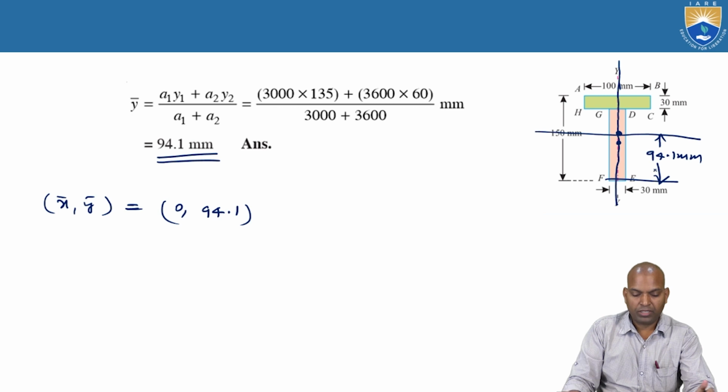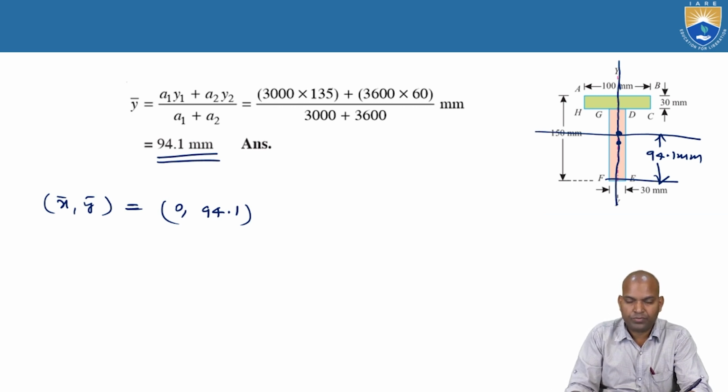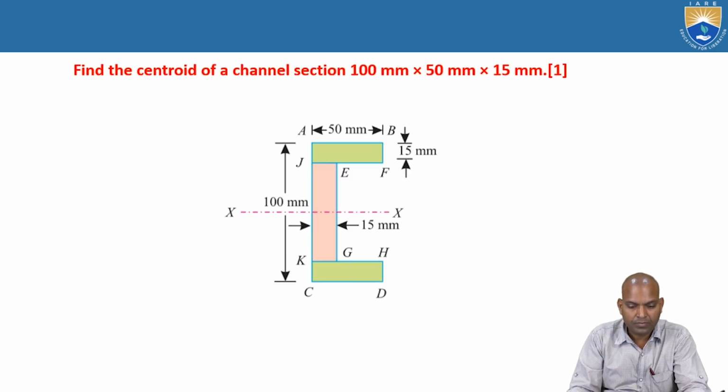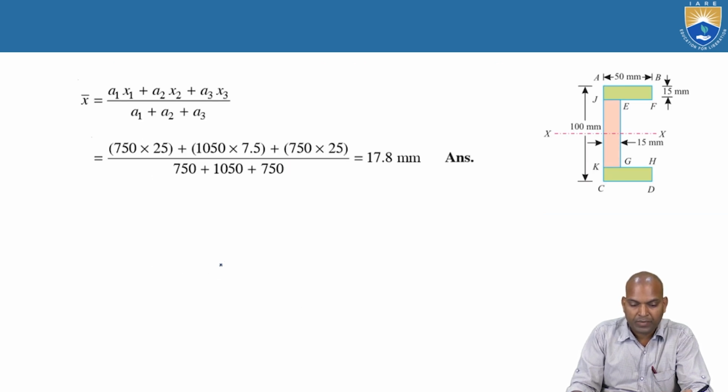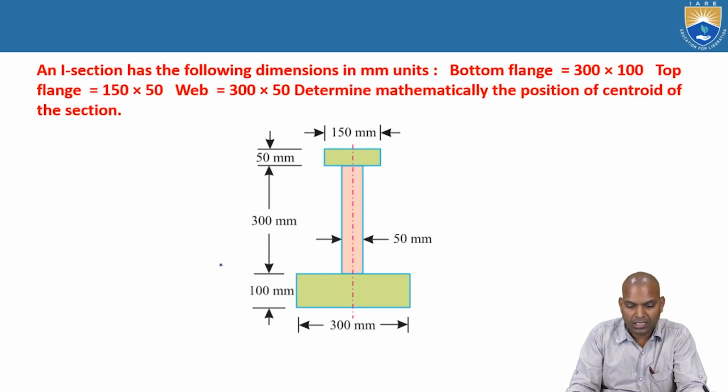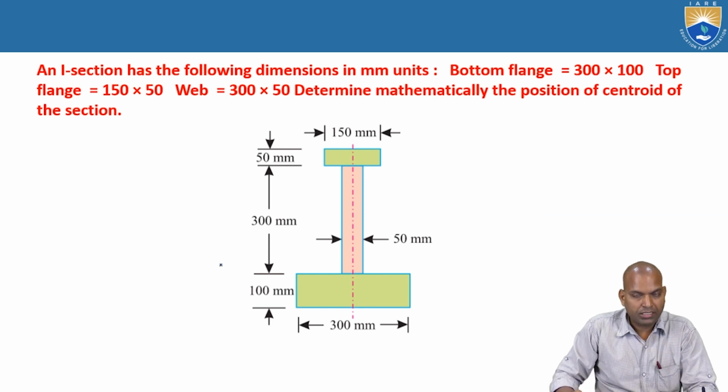Okay, thus we have to calculate the centroid of symmetrical sections. Here, the centroid of a channel section we have already calculated in the previous session. Please go through that lecture so that you can understand how to calculate for the channel section. Just a glimpse here, it is an I section. So let us briefly come to the I section.